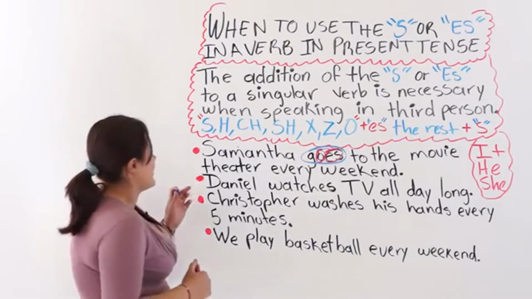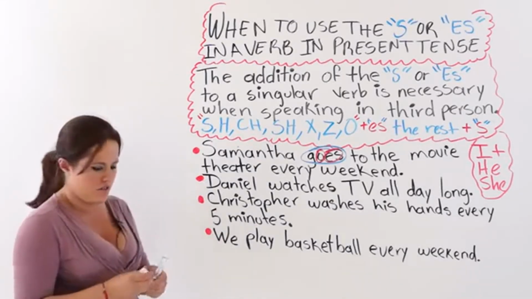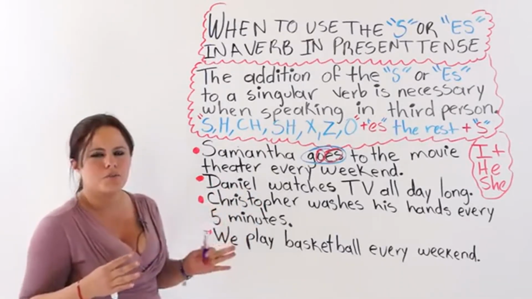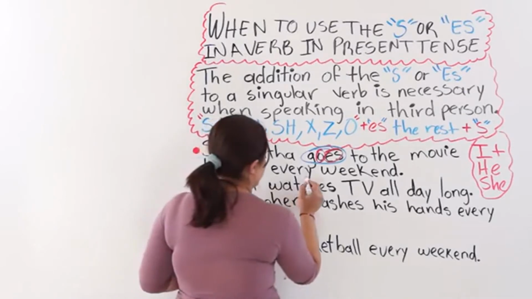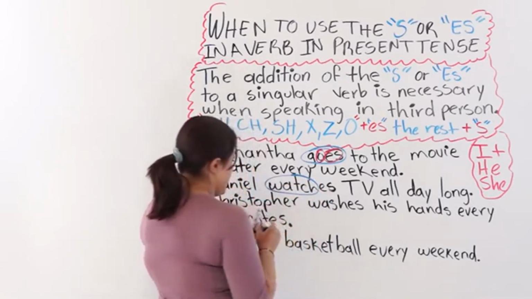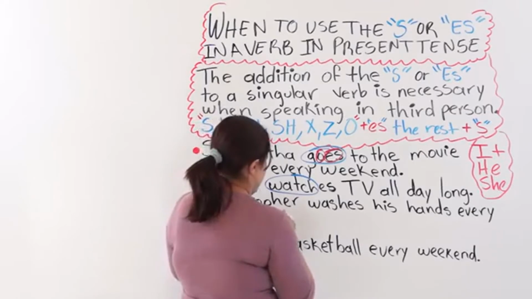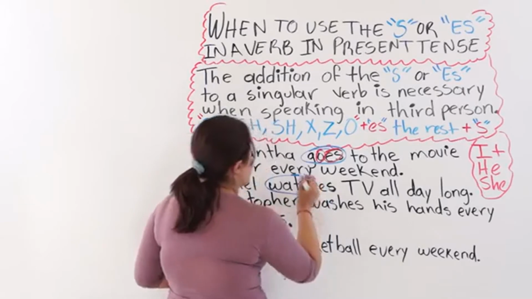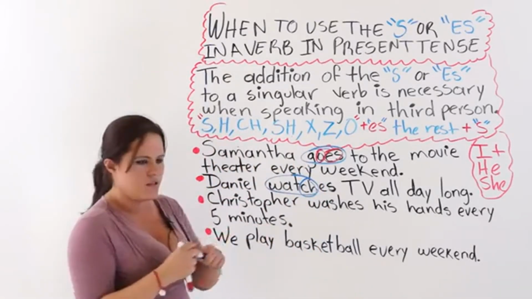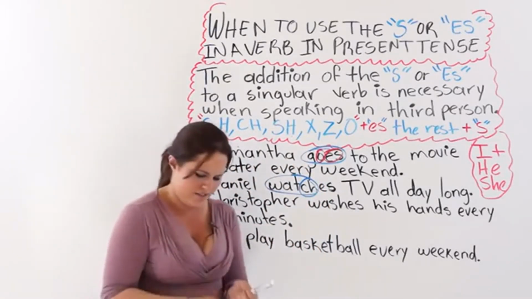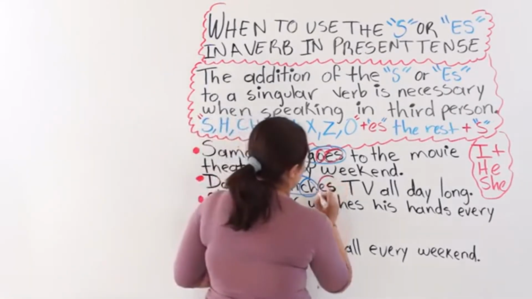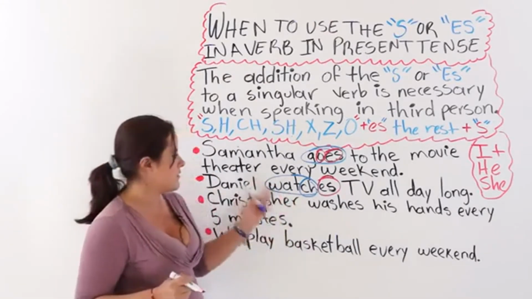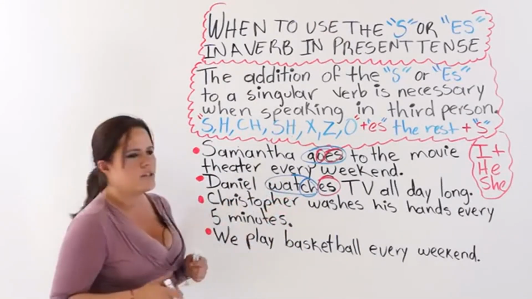The next one says Daniel watches. Daniel would be he, so we are speaking in third person. And this particular verb, watch, ends in ch. So according to this rule up here, we must add an es at the end. Watches, because it is the present simple tense. Watches TV all day long.